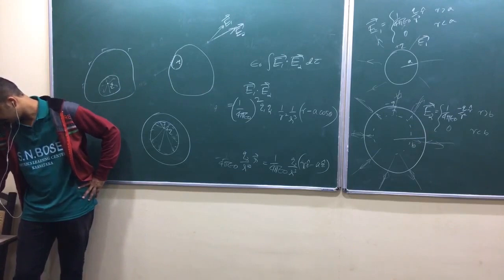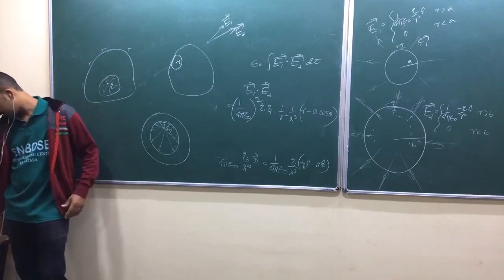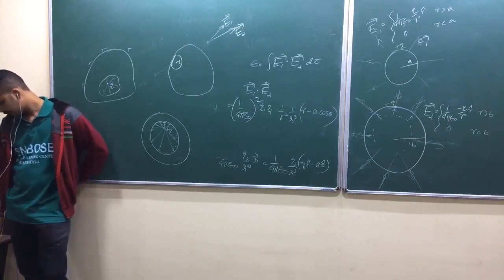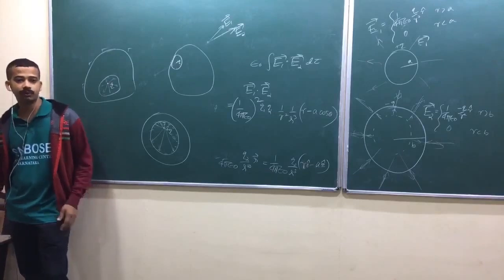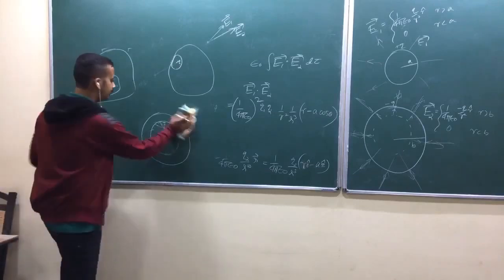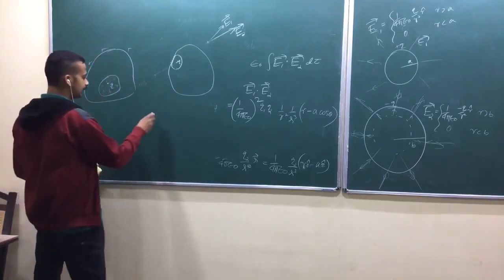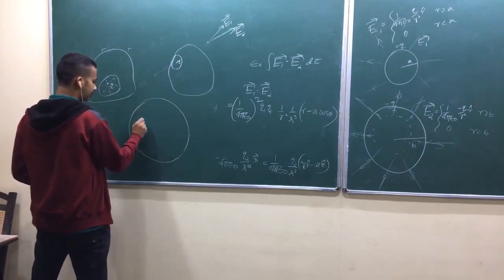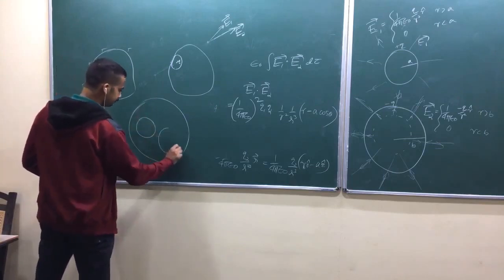2.39: two spherical cavities of radii A and B are hollowed out of the interior of a neutral conducting sphere of radius r. What is the force on QA and QB? Look at this question: he placed QA and QB exactly at the middle of the cavity. The cavities are also spherical.